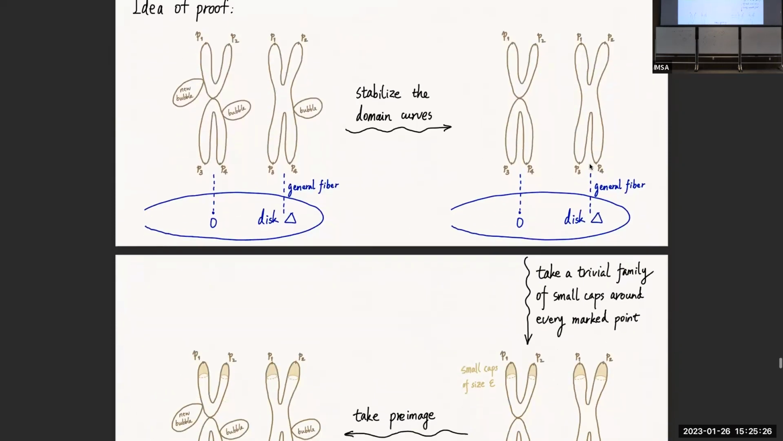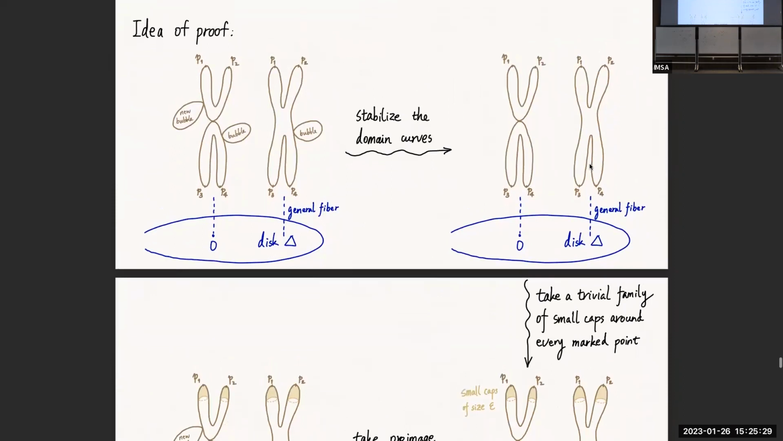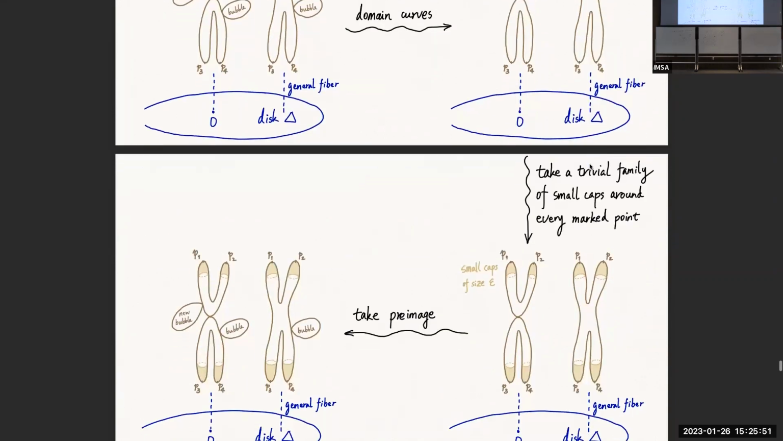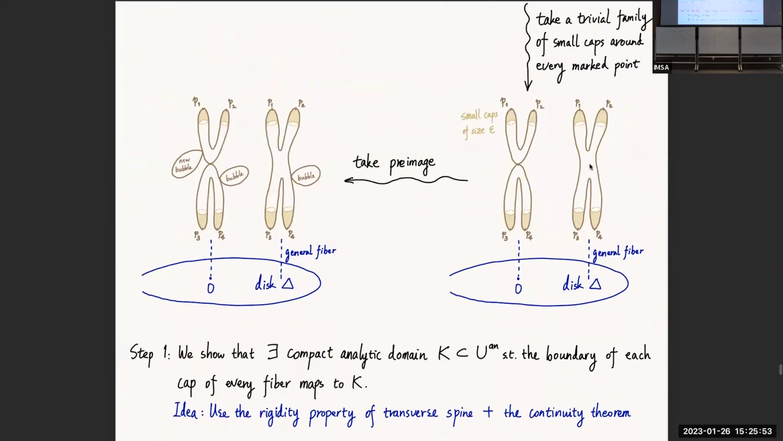I wrote some pictures for the idea of the proof, but maybe I don't have time to talk about it. The idea is to consider this family of curves, and then we cut out some small caps from this family, and then we show that we have some compact analytic domain, so that the boundary of each cap of every fiber lies in this compact analytic domain.